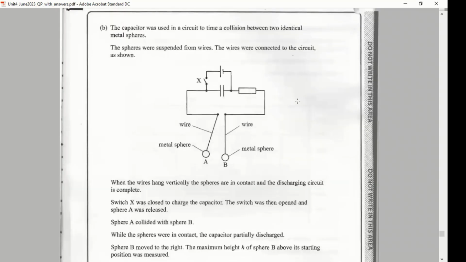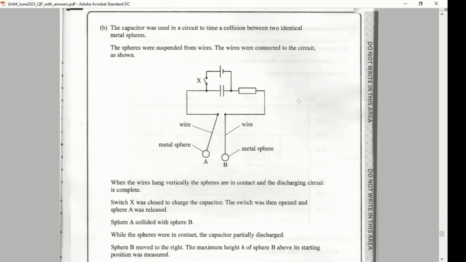Straightforward. B. The capacitor was used in a circuit to time a collision between two identical metal spheres. The spheres were suspended from wires. The wires were connected to the circuit as shown. When the wires hang vertically, the spheres are in contact with the discharging circuit, and the discharging circuit is complete. So whilst they're in contact, discharging is going on.